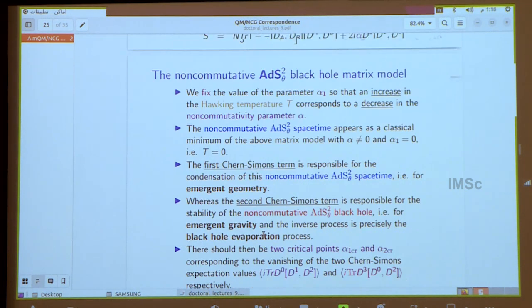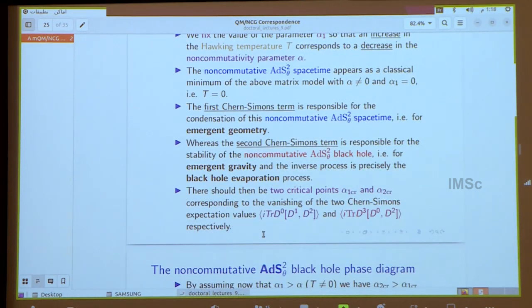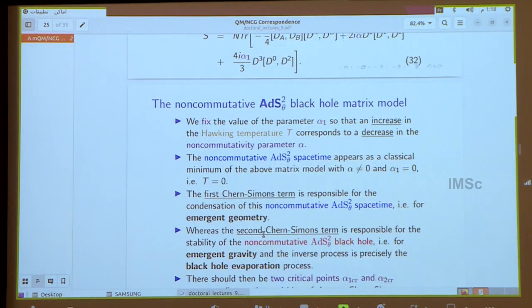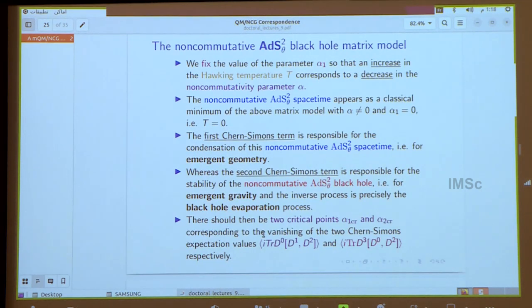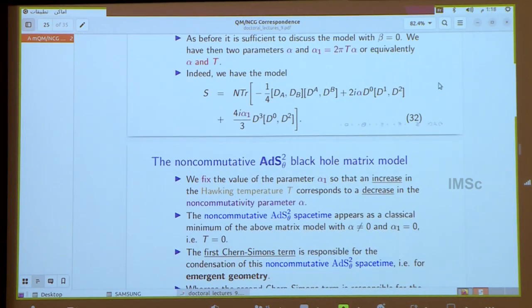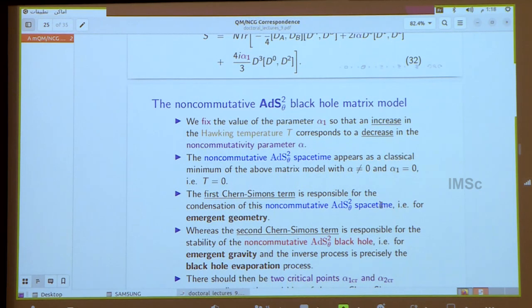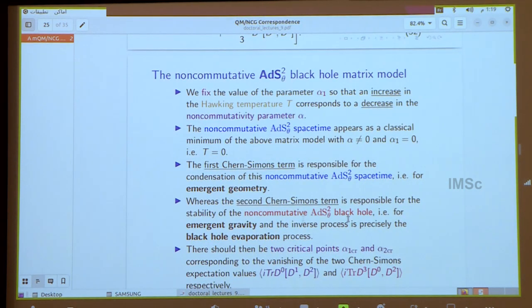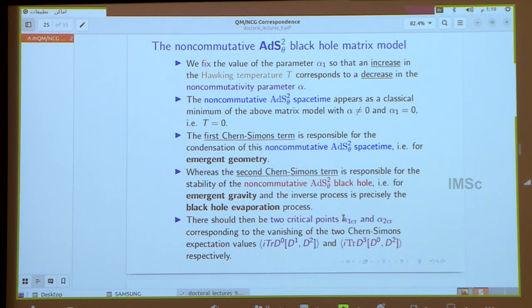Now we have, as before, 2 phases. So I can simply describe the phase structure. I can go through that. So the first Chern-Simons, this one, is responsible for the condensation of the non-commutative AdS2. This is emergent geometry. The second Chern-Simons, as I said, is responsible for the stability of the non-commutative AdS2 black hole, which means the condensation of the dilaton field. So this is an emergent gravity, and the inverse process is precisely the black hole evaporation process.